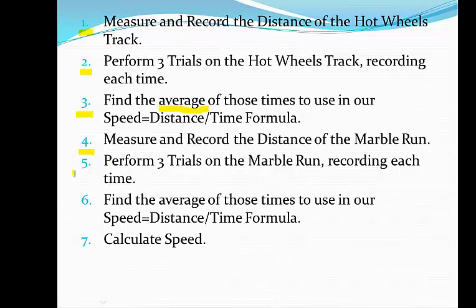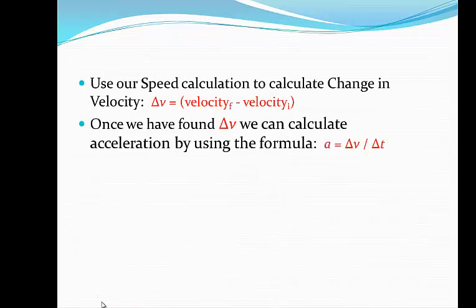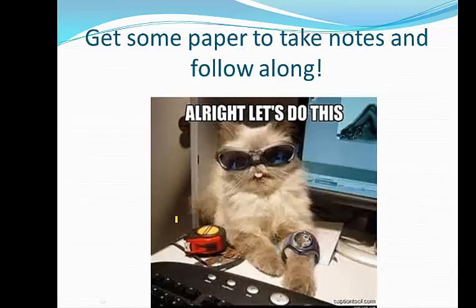We will then perform 3 trials on the marble run, recording each time, which, like I said before, is the most fun part. We will find the average of those 3 times to use in our speed equals distance over time formula. And then we will calculate speed. Now, we will use our speed calculation to calculate change in velocity. Once we have found change in velocity, we can calculate acceleration by using our acceleration equals change in velocity over change in time.